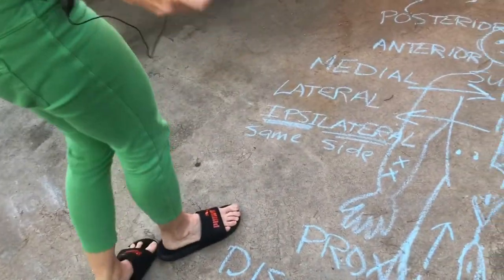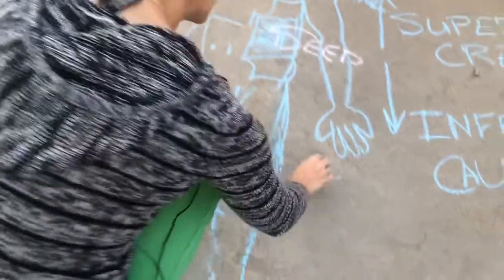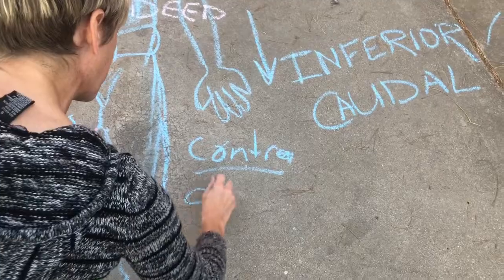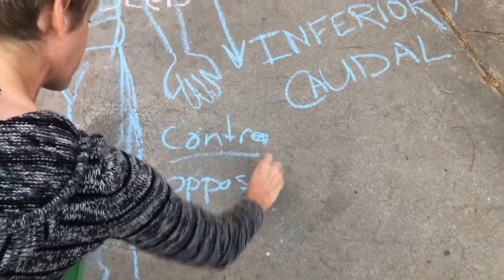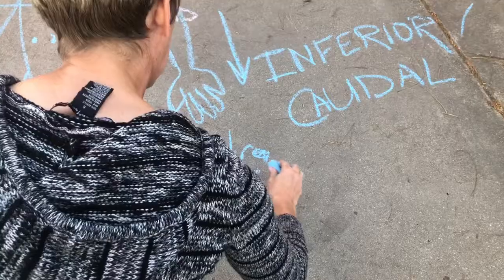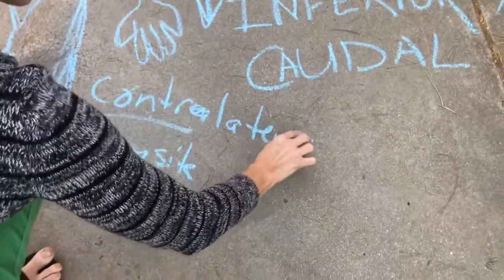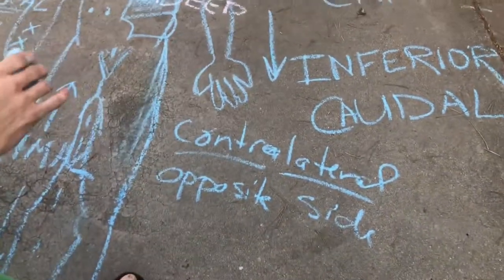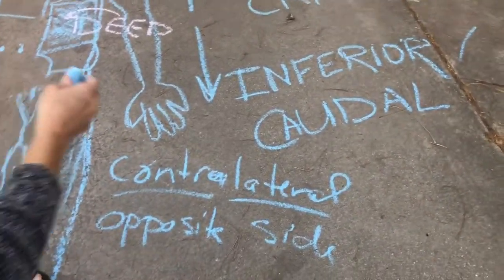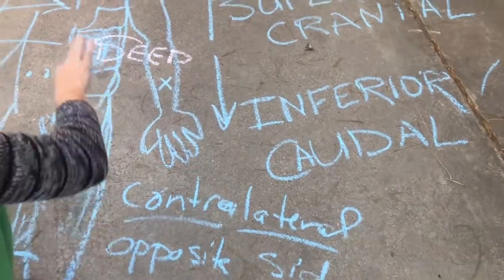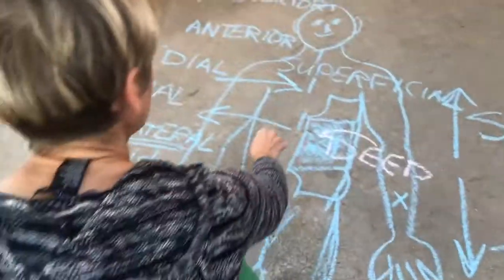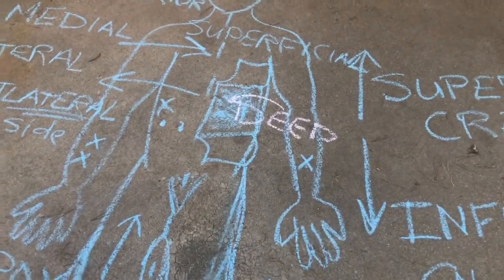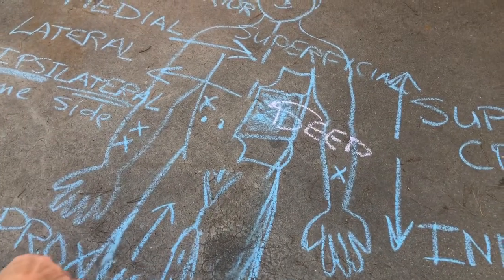Whereas contralateral, the opposite word, contra, means opposite. And lateral still means side. So contralateral refers to things on the opposite side. So we might have something on this side of the body, on the subject's left side, and something else on the subject's right side. Those two points or areas would be contralateral to each other. They're on opposite sides of the body.